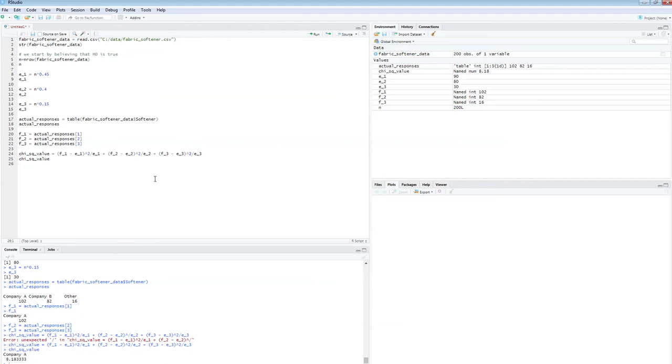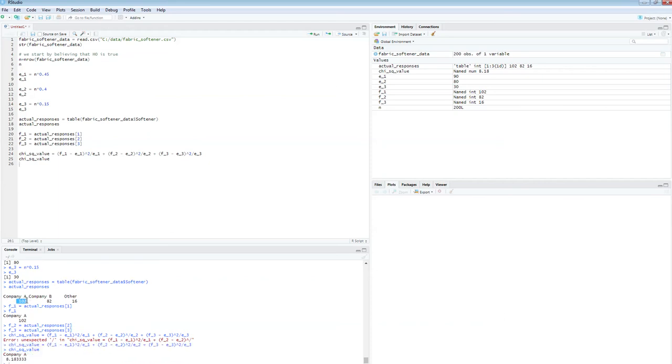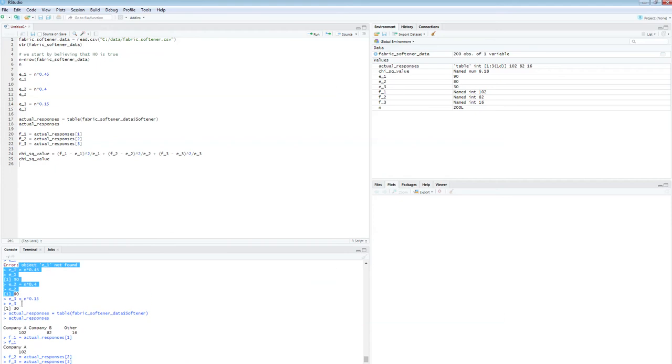So the majority of this chi-squared probably comes from the fact that for company A, I was expecting to see 90 if the null was true, but I got 102. That was the difference. B was not that different. I expected 80, and it was 82. And also others contributed quite a bit. 30 is what I expected to see, but they were 16. So anyhow, that's not 0, right?